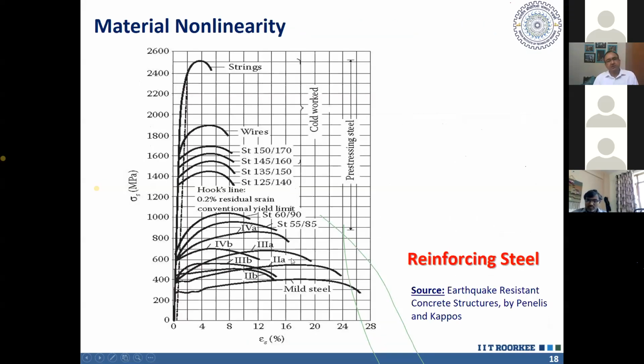Then when we compare different types of steel, we have Fe250 mild steel, then high strength steels, then steel for pre-tensioning and pre-stressing, and strands which we use in cable-stayed bridges. The strength goes on increasing, but at the same time the ductility goes on reducing. That's why the detailing code IS 13920 has a restriction over the strength of steel, because if you are using very high strength steel, you are losing ductility. In case of earthquake, strength and ductility both are important. In fact, ductility is more important than strength.